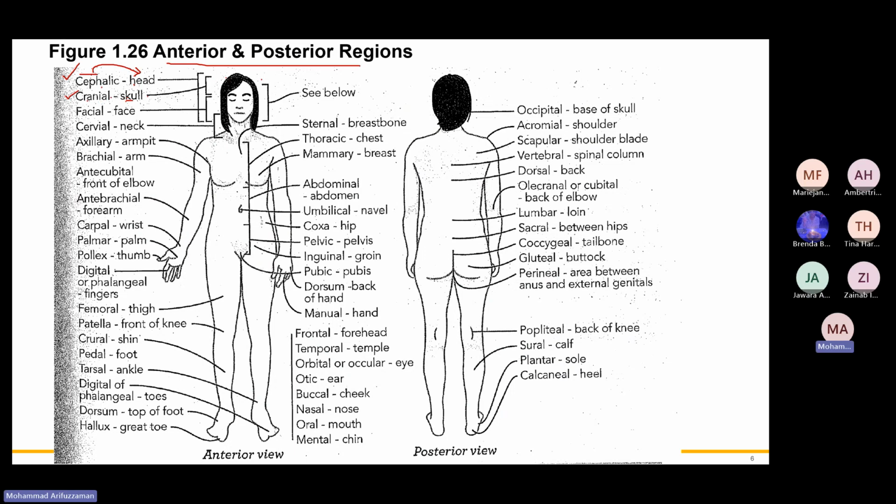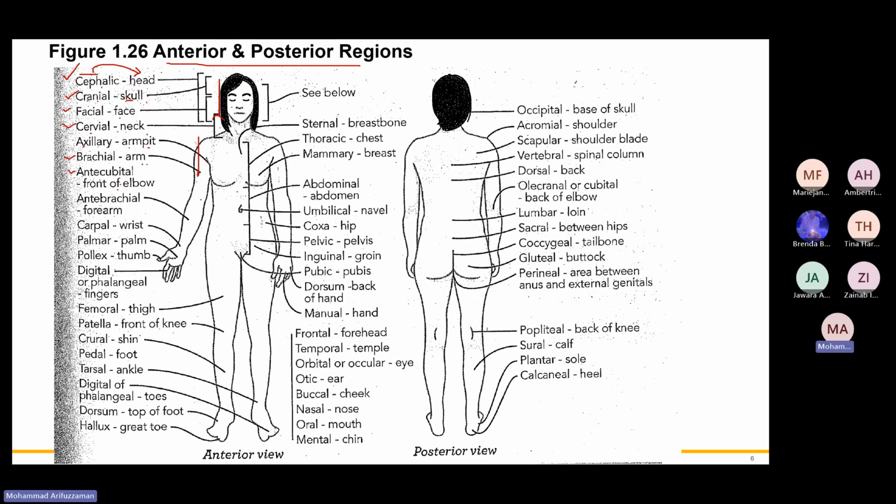The following terms have similar meanings. Cranial means the skull. Facial means the face. Cervical means the neck. You can see the neck area we call cervical. Axillary is the armpit. Brachial means the arm, brachium. You can see the biceps brachii. If you recall, from Bio 110, it is a muscle. So brachial means the arm.